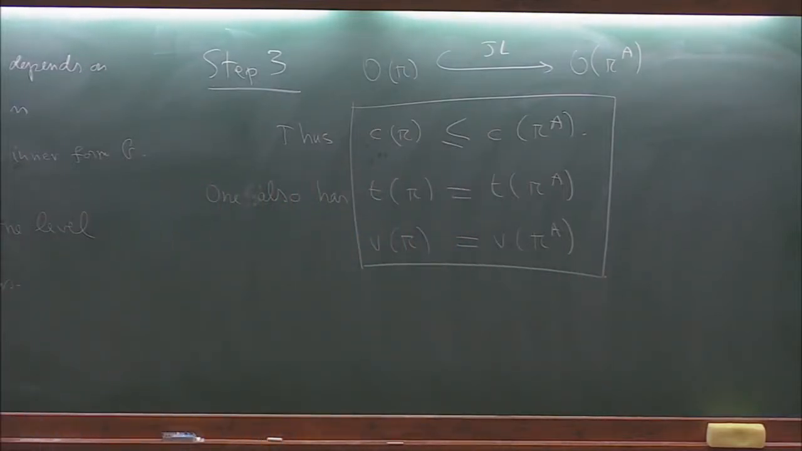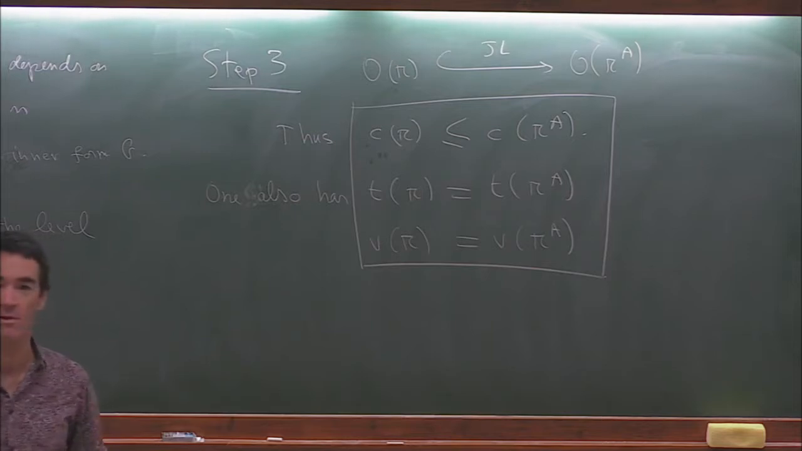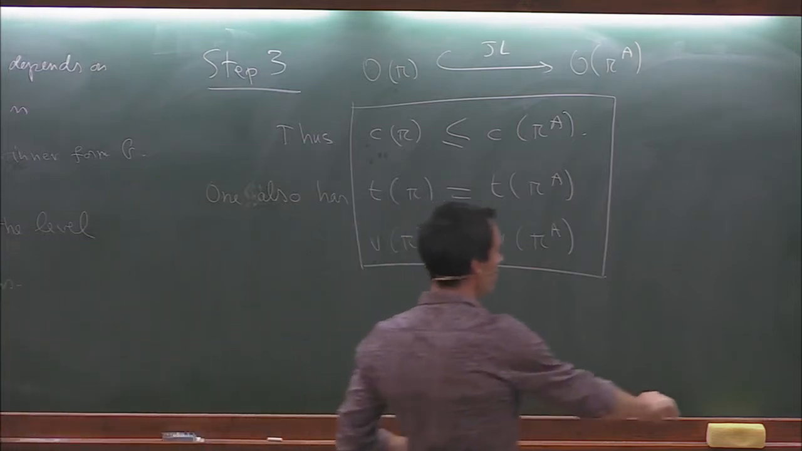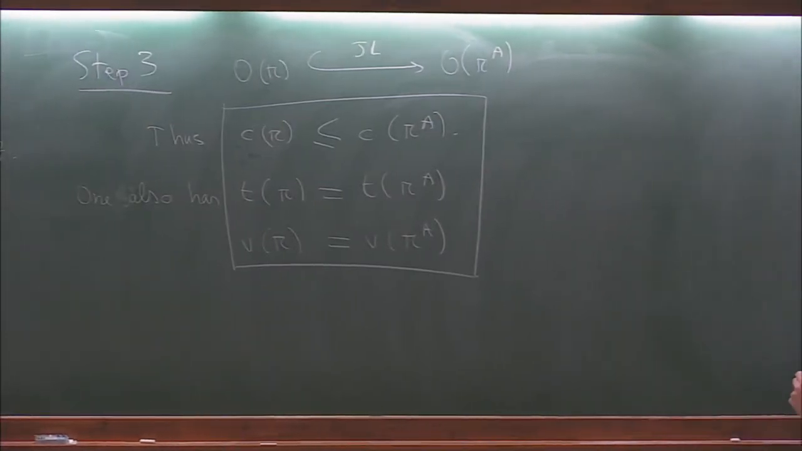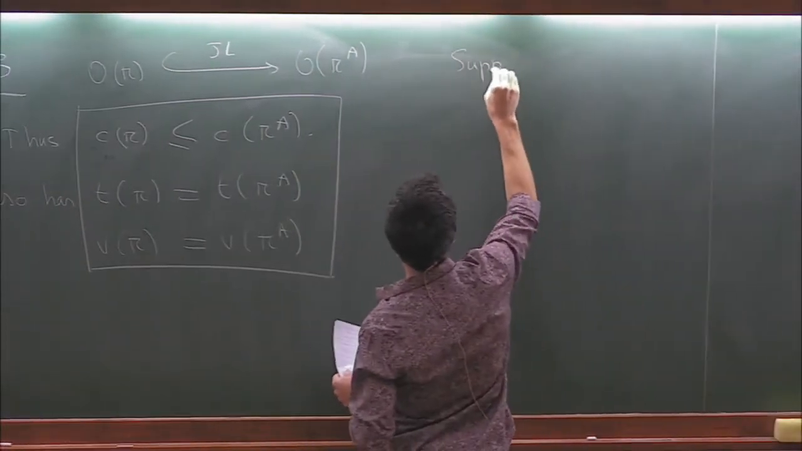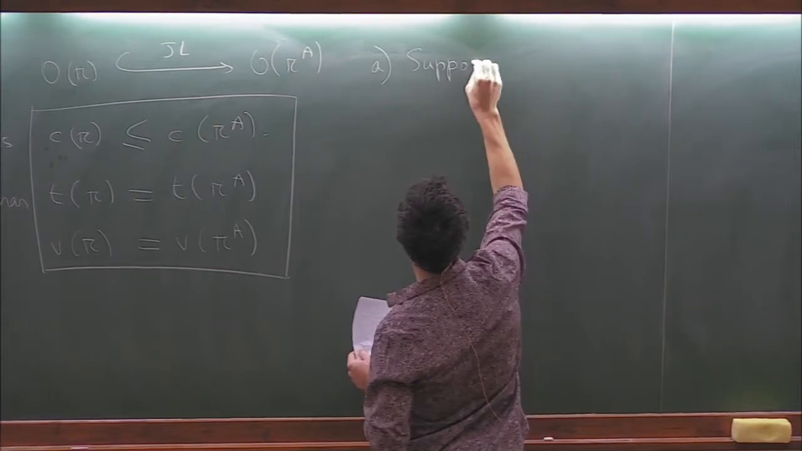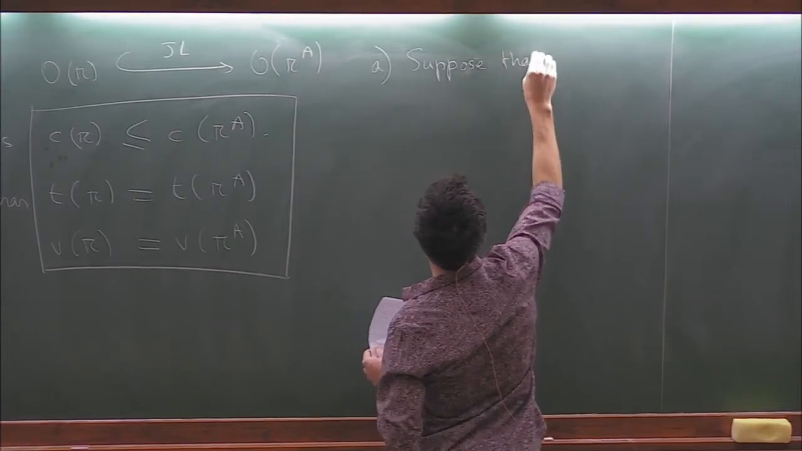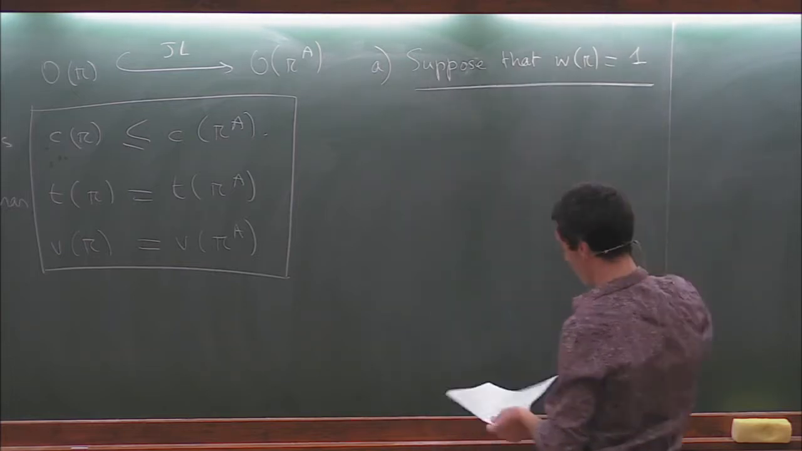Now, first step of the induction process, we start with W equals 1. So suppose that W of pi equals 1.